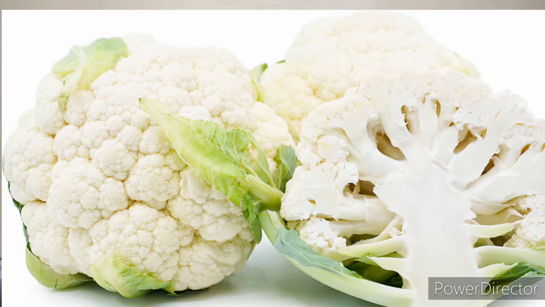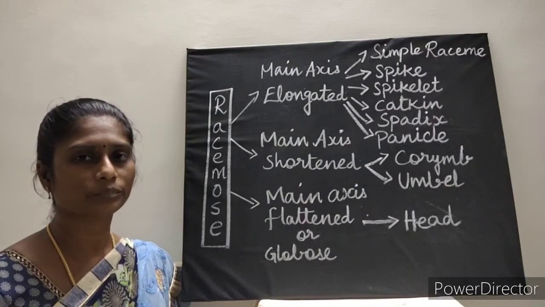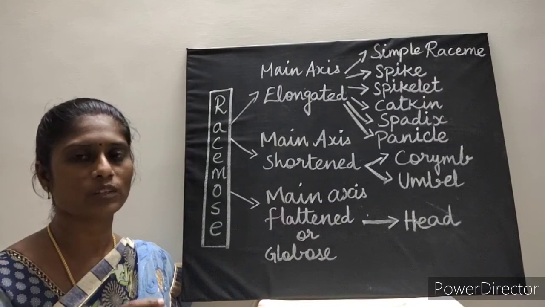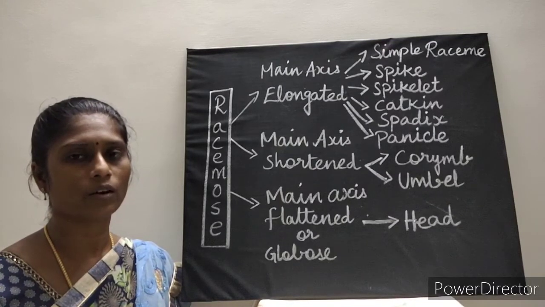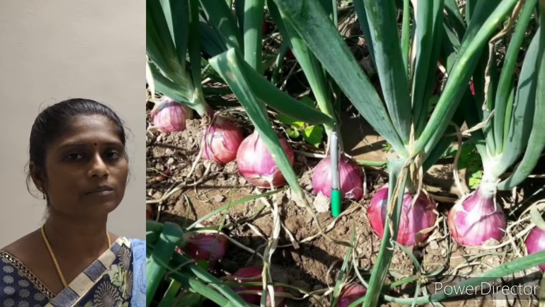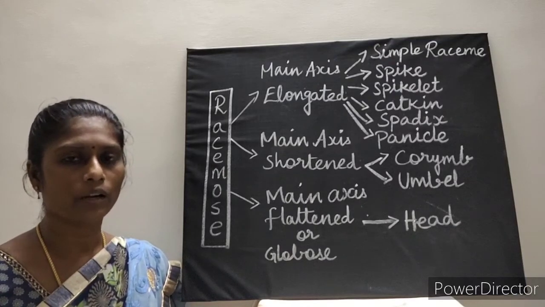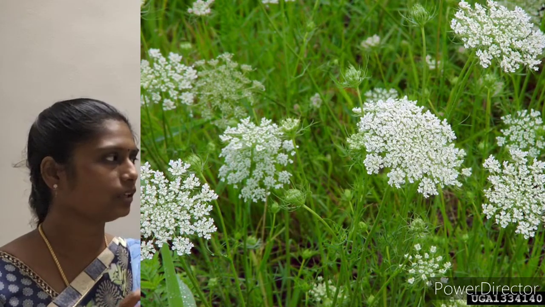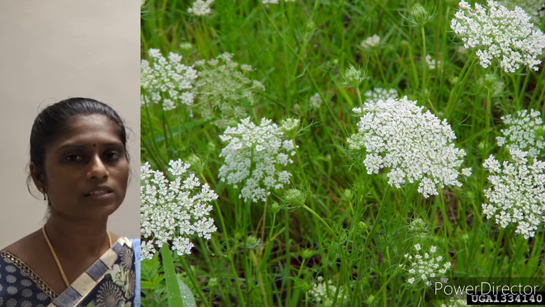Another type of main axis shortened is umbel. Umbel is an inflorescence with an indeterminate central axis with pedicellate flowers which arise at the common point of the peduncle. Example for umbel is Allium cepa. There is another type, called compound umbel. A branched umbel is called compound umbel. Each smaller umbel is called an umbellule. Example for this is Daucus carota.